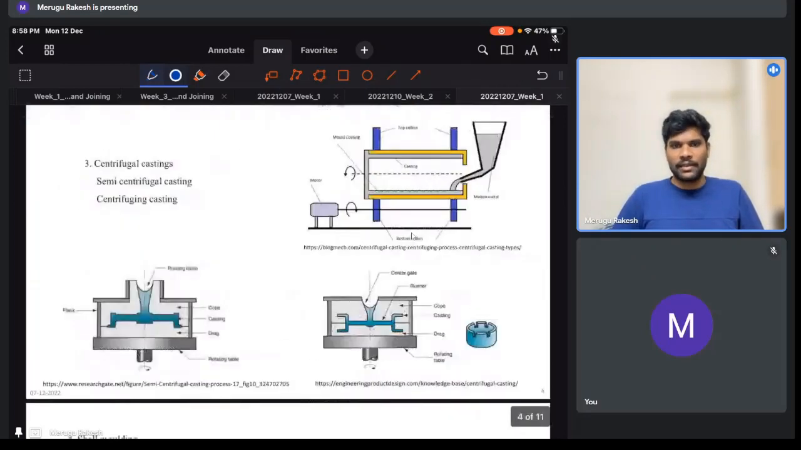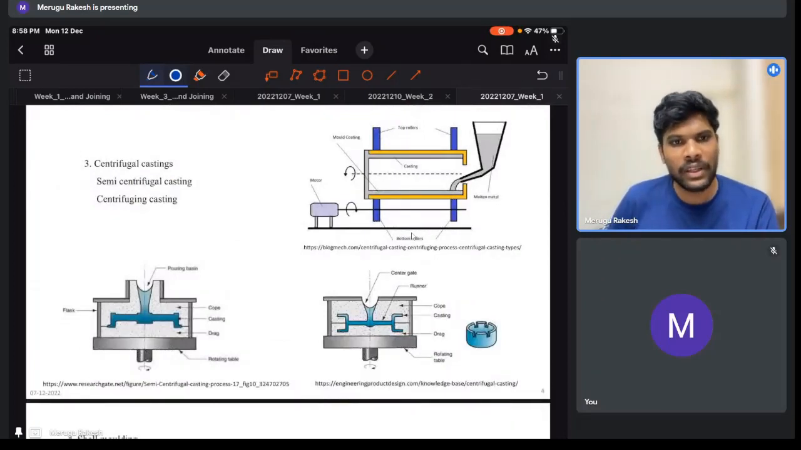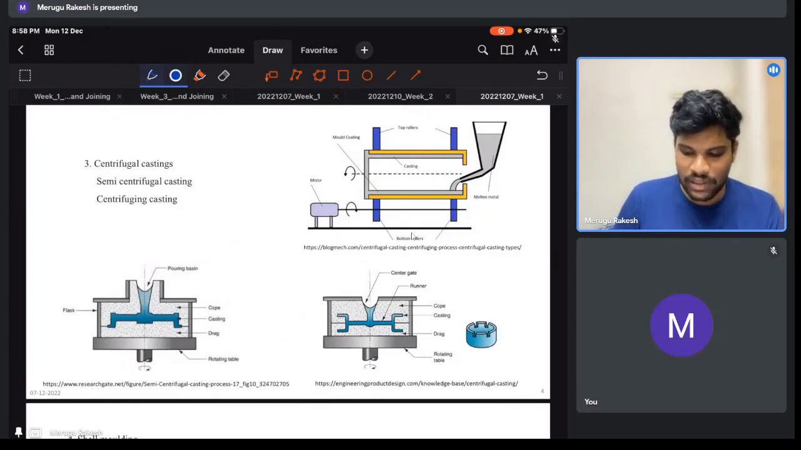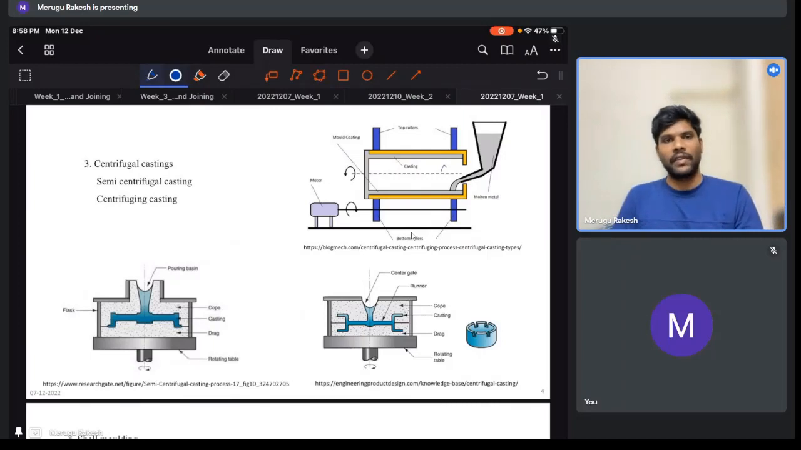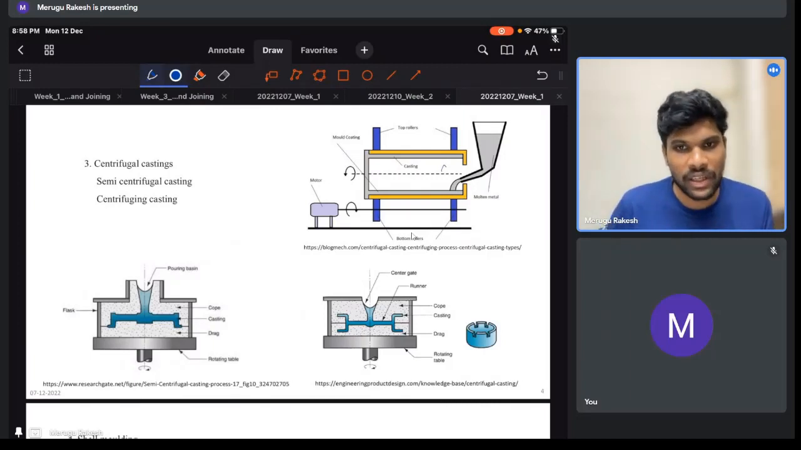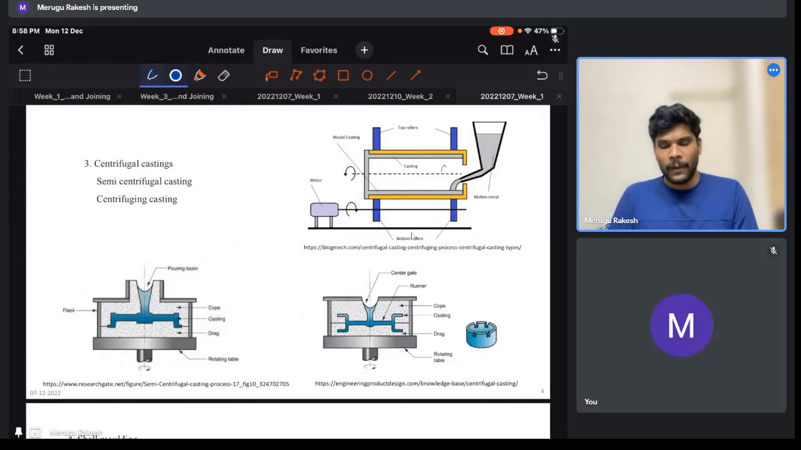So centrifugal casting. The thing that should come to mind when you see centrifugal casting is pipes, the cast iron pipes. As you can see, we can make hollow pipes with ease. If you want to make this with the normal casting process, we need a core, and we cannot produce it, and we also have a length limitation. But in centrifugal casting, these can be avoided.